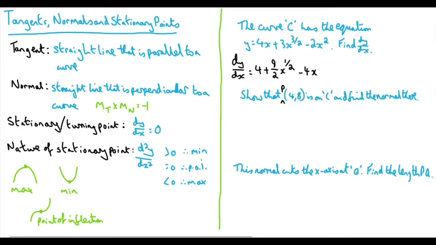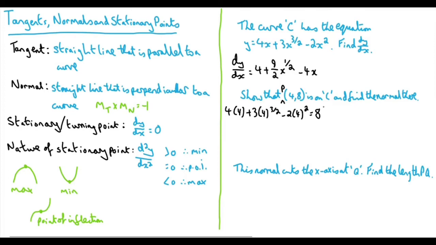Then, to show that that point is on the curve, we're going to have to return to the original equation, as that's what has both the x and the y coordinate. If we sub in this x coordinate here, you end up with 4 lots of 4, then plus 3 lots of the 4 to the power of 3 over 2, and then minus 2 lots of the 4 squared. Put that in your calculator, you'll find that that equals 8. Well, that's the y coordinate we were supposed to get, so for this x, we do get that y, therefore that point is on the curve.